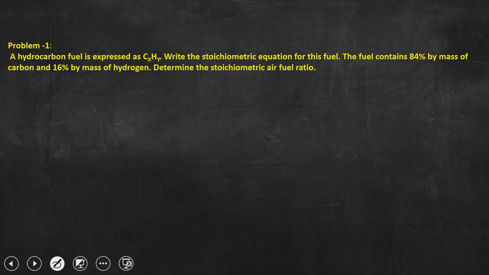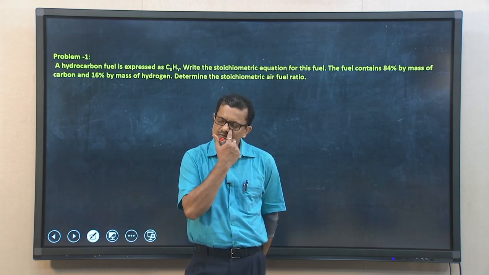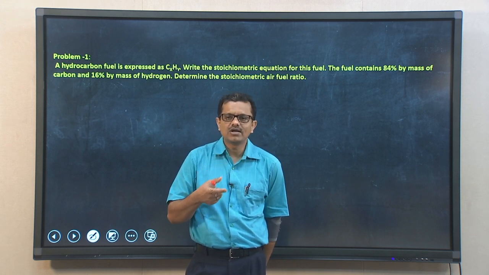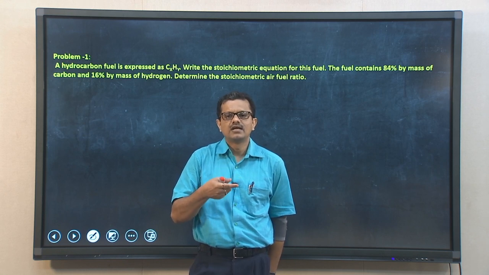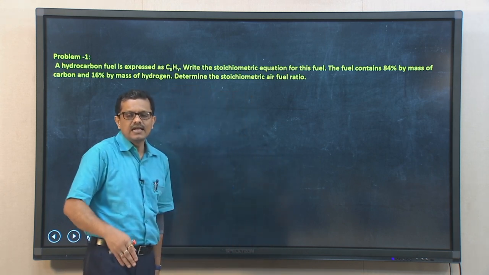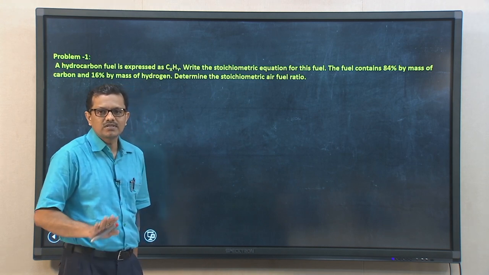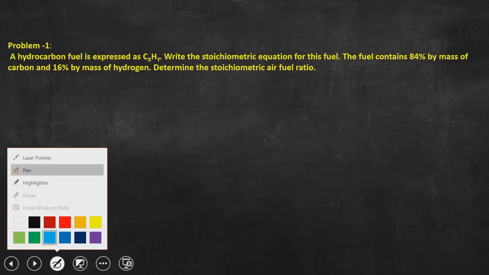So, first what do we need to write? We need to write the stoichiometric equation, the chemically balanced equation, and then by writing that equation, we can quantify the amount of air needed to burn that fuel in an efficient manner, that is, the combustion should be efficient. So, let us solve this problem first.